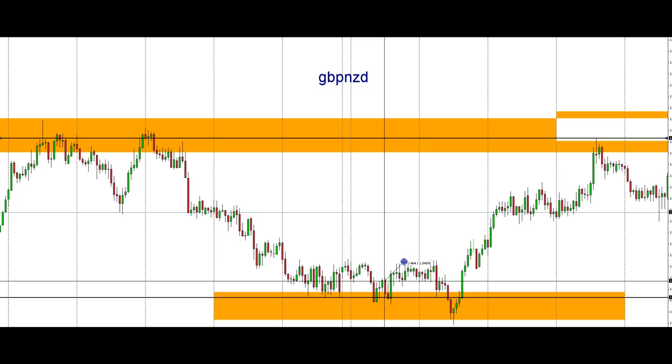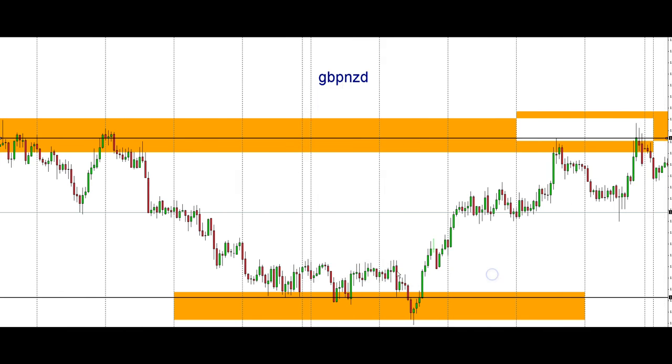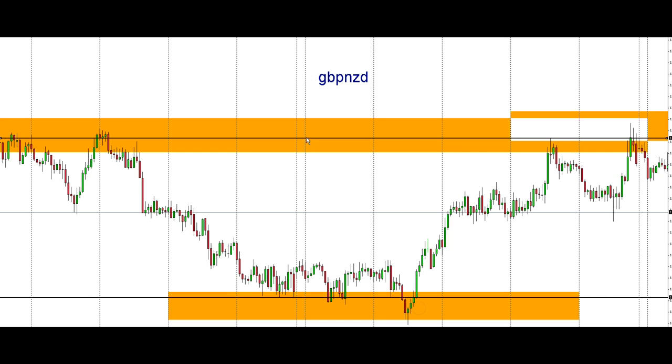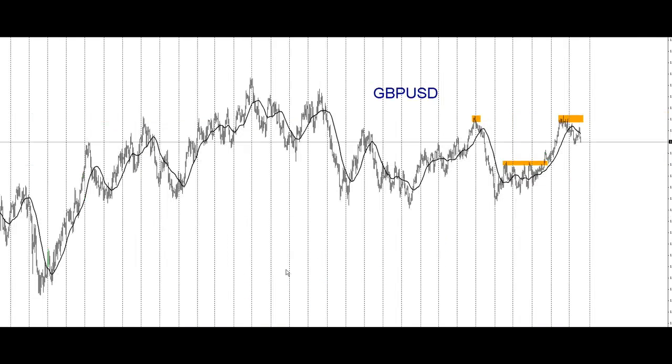pips on that trade. And then this one here, we have 4 red candles followed by an alert candle, and this one did move quite a bit, went all the way back up to the resistance, which is almost 300 pips. And here's another chart.